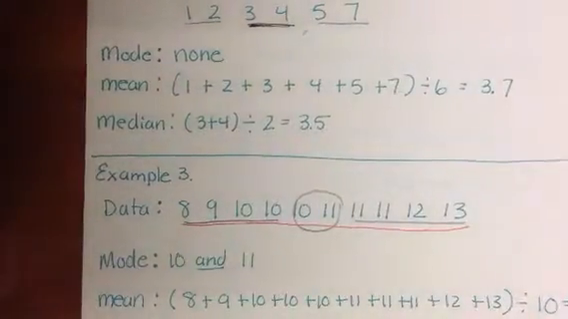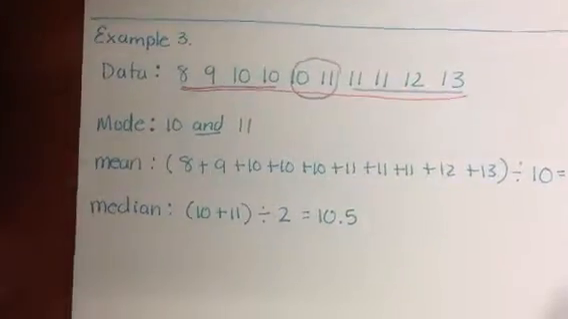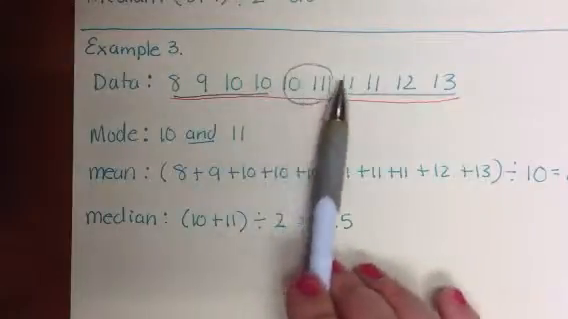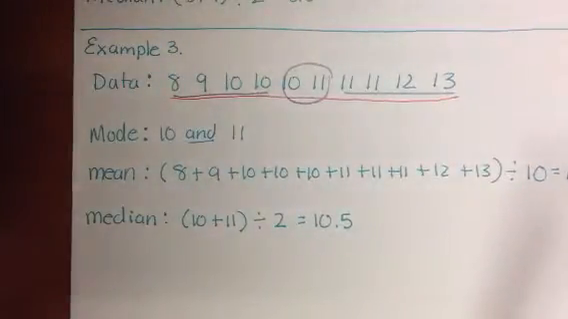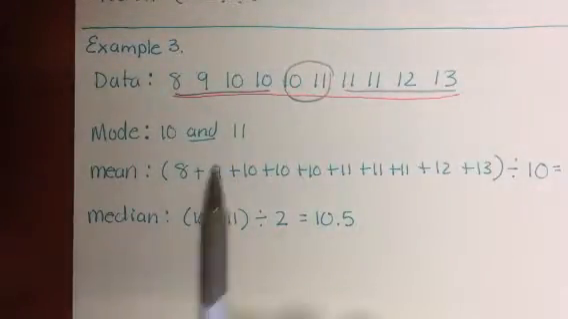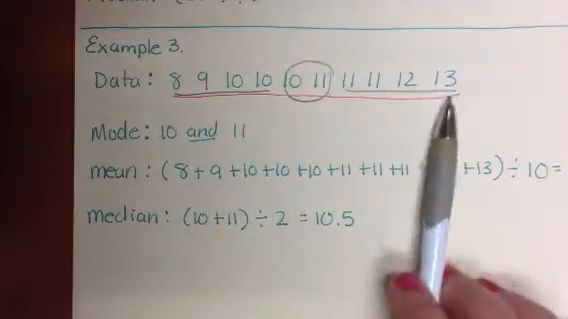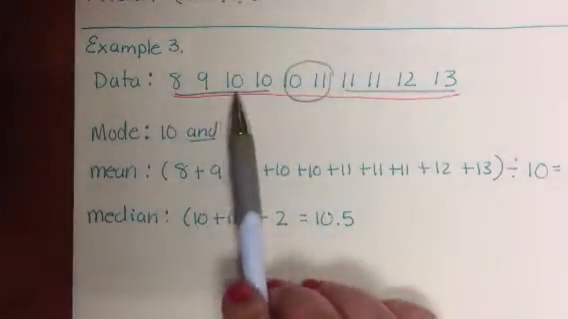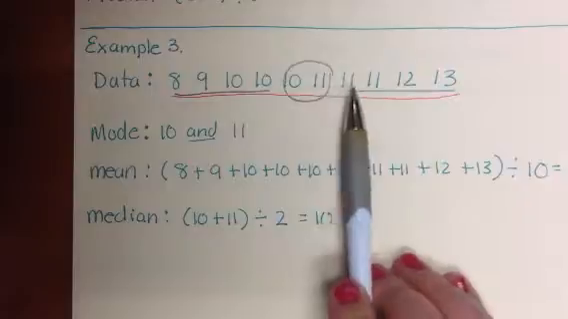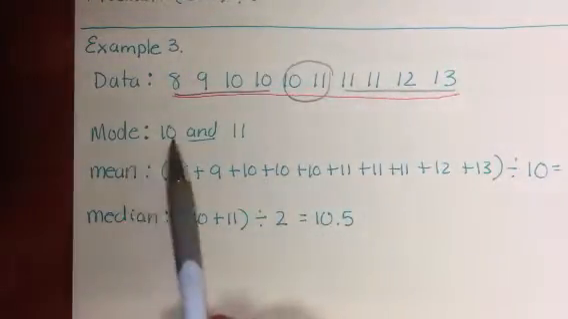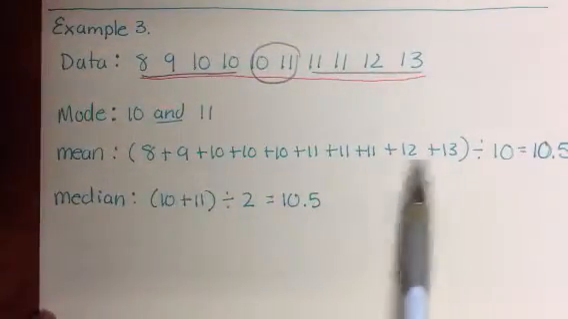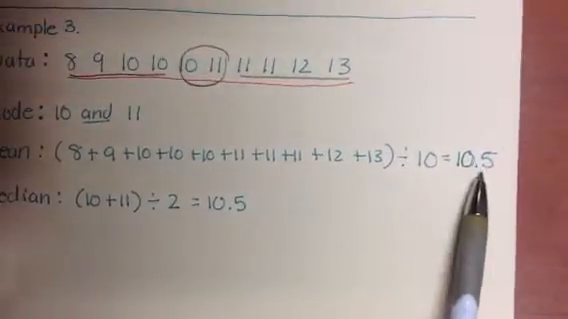Okay, last example. This one's already in order for us. And if I look, I have 1, 2, 3, 4, 5, 6, 7, 8, 9, 10 data values. So when I find the median, I'm going to have to take the average of the center 2. This is already in order, so I can quickly identify what the mode is. If you notice, here's the special case where I have more than one mode. I have 10 three times, and I have 11 three times. So this is a case where I have 2 modes, 10 and 11. To find the mean, I just add all of those up and divide by 10 to get 10.5.